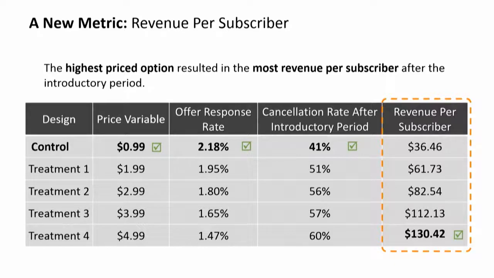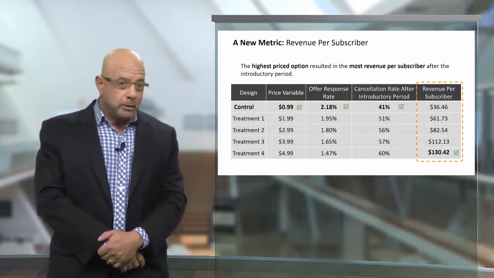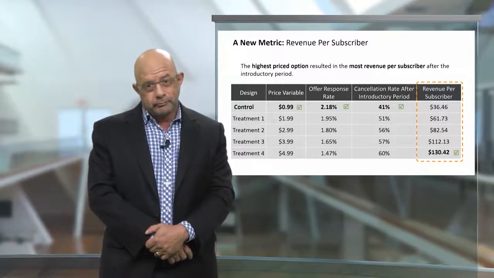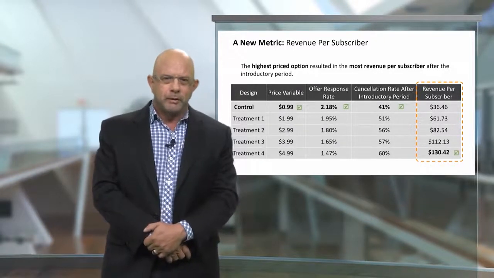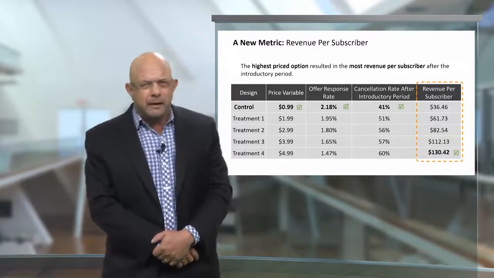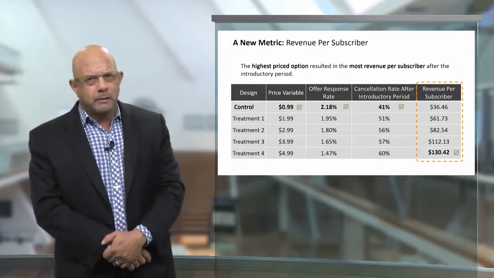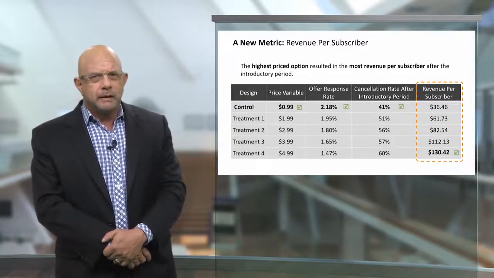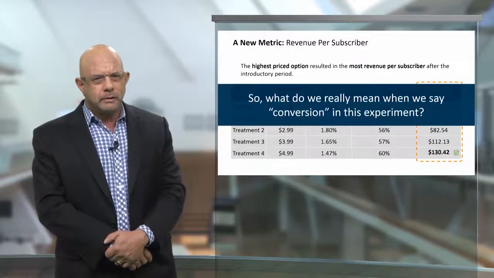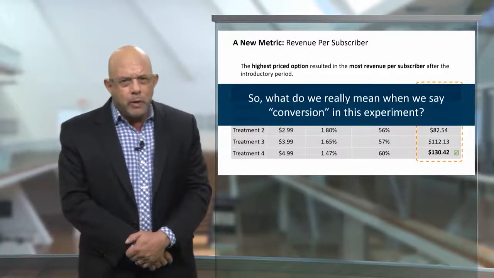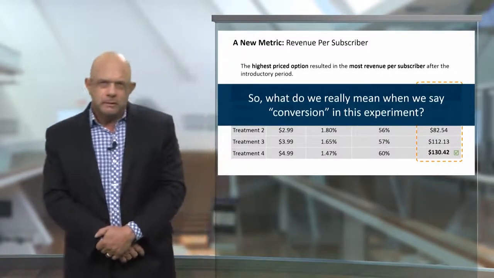But of course, if you're savvy, you've thought about that and said, yeah, but you've got less subscribers. You're finally getting close to the calculation of the most important numbers that will impact the findings of our experiment, and really help us think even deeper about conversion rates. So let's ask a different question. What do we really mean when we say conversion in this experiment?